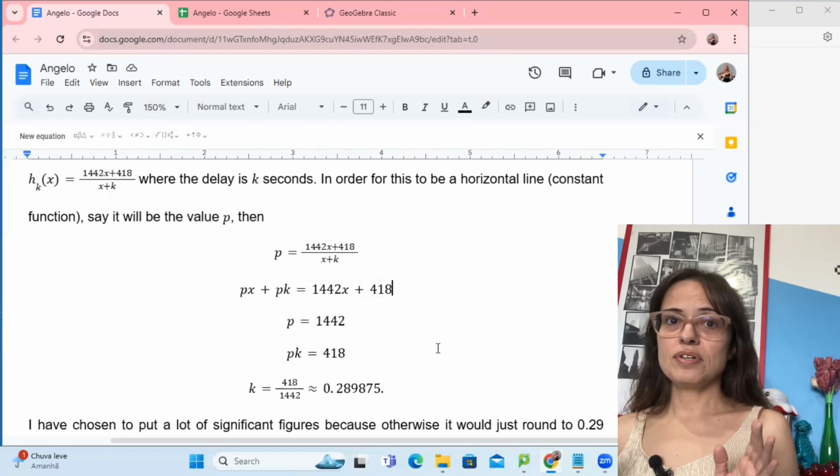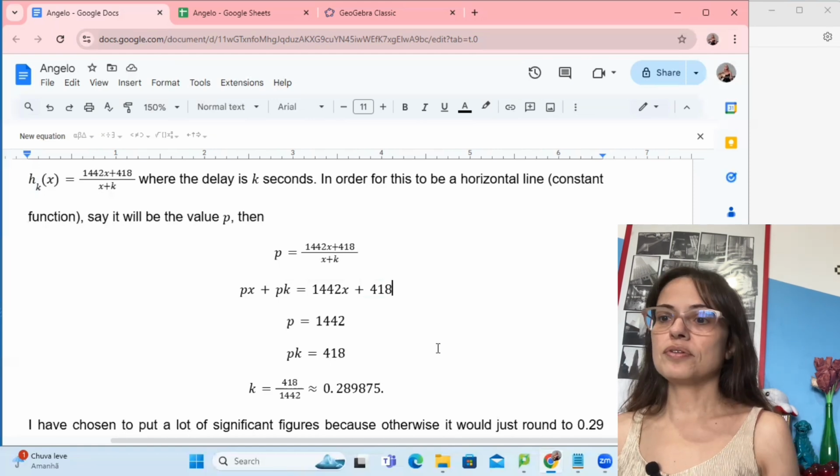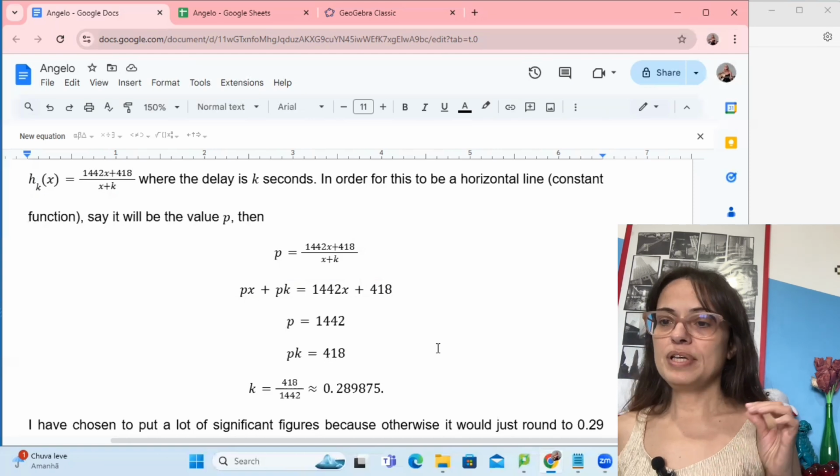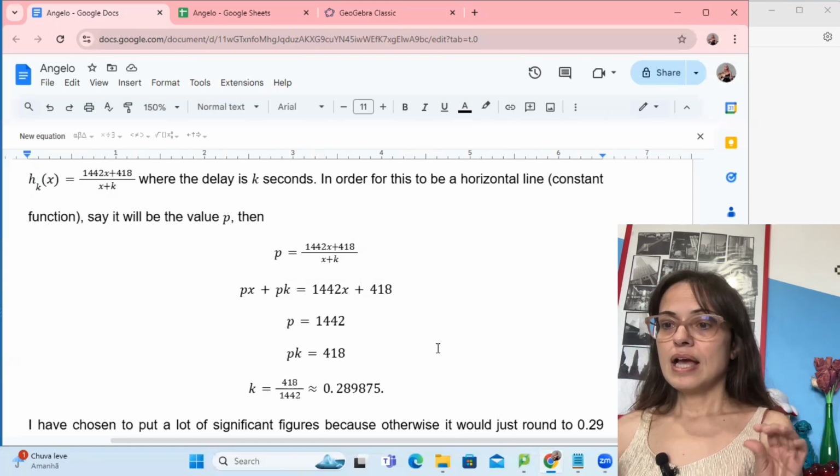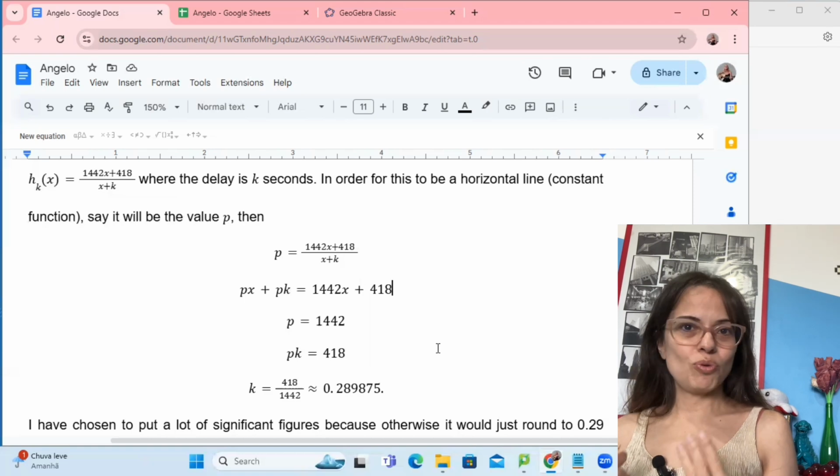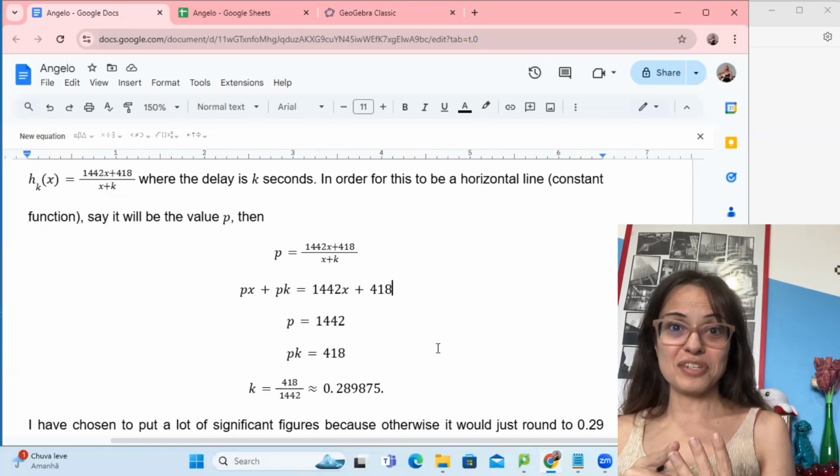But here's an interesting thing that I want to tell you happened between the second and the third line here. Actually, between the second and the third and fourth lines. Because the second line has three letters, three separate letters. There's a p, there's a k, there's an x.